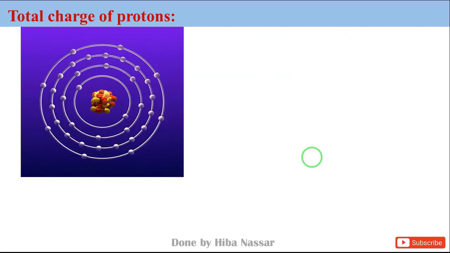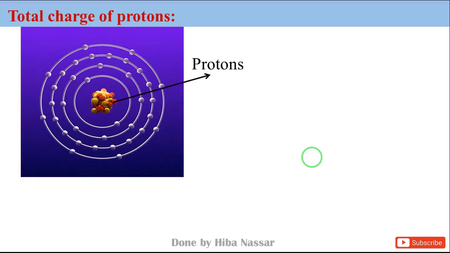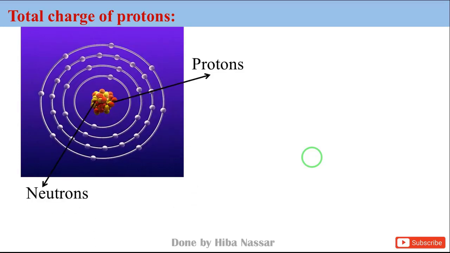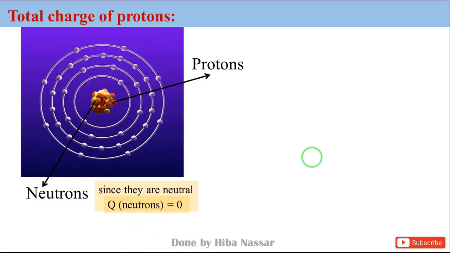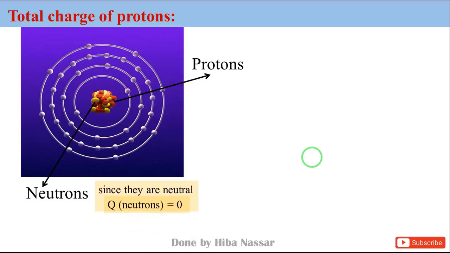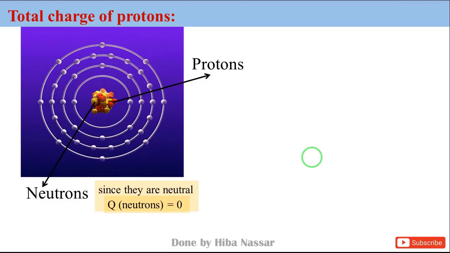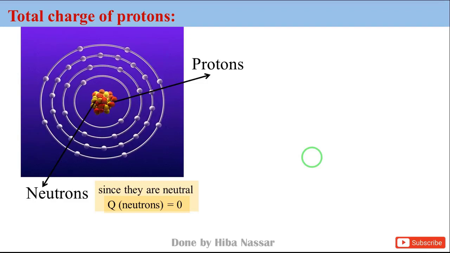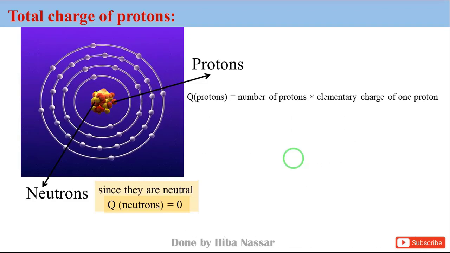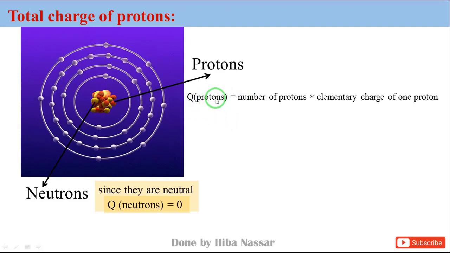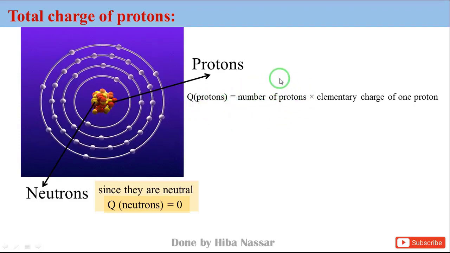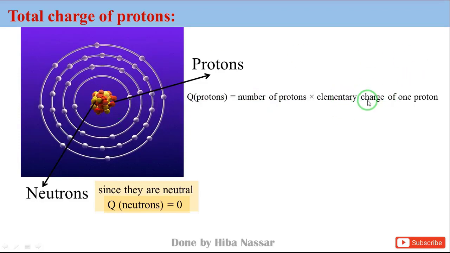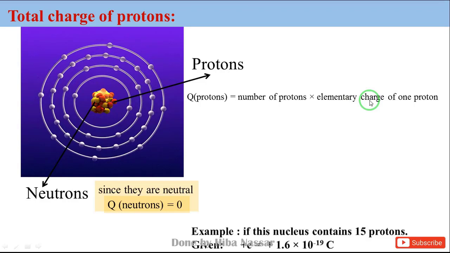Suppose we have the following unknown atom. Inside the nucleus we have the protons and we have the neutrons. For the neutrons, since they are neutral, we can say that the total charge of the neutrons is equal to 0. Now what about the total charge of protons? To calculate the total charge of protons, they will be equal to the number of protons inside the nucleus times the elementary charge of one proton.